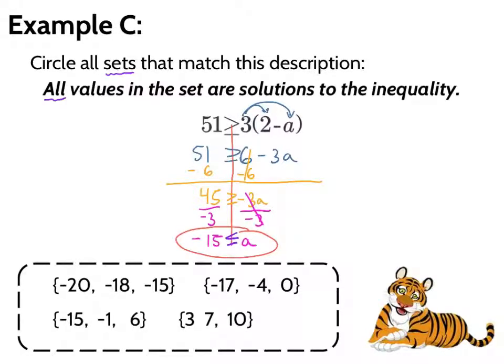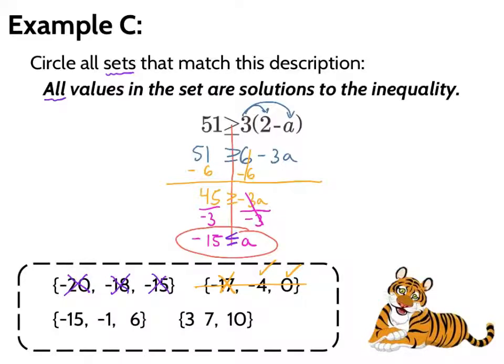So now that I have that, I need to make sure that every number in my set qualifies as an answer. So is negative 20 greater than or equal to negative 15? No, it's not. And since it's not, all the other numbers in my set do not matter. As long as I have one thing that is not correct, the entire set is incorrect. So on the next one there, is 0 greater than or equal to negative 15? Yes. Is negative 4 greater than or equal to negative 15? Yes. Is negative 17 greater than or equal to negative 15? No, it's not. And since that one is not, we cannot count the entire set.